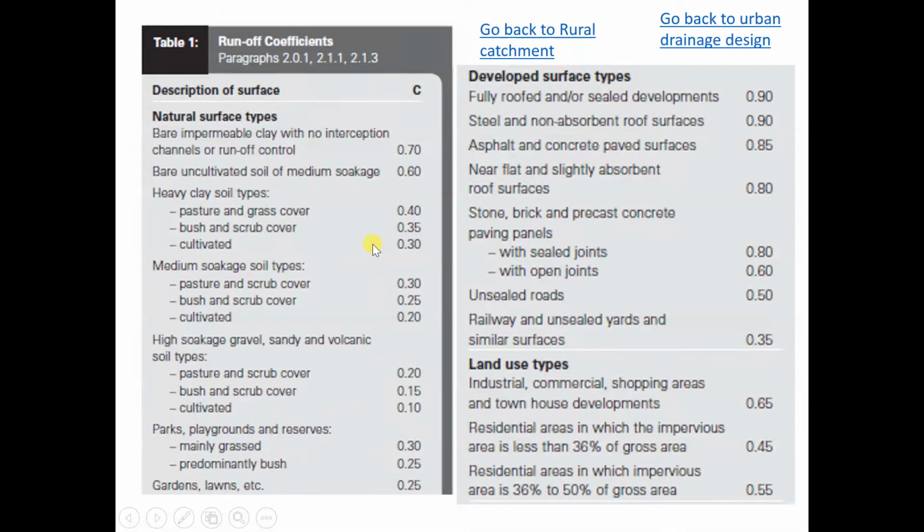So when you go higher, you go to 0.7, and then we have 0.9. These are developed areas, when the area is fully roof, steel, non-absorbent roof surface, asphalt and concrete paved surface, all the fully built area, the sealed surface, and the C becomes very big. That means that like in this case, 90% of the flow will be surface flow, and 10% will go underground. So the runoff coefficient will usually be between 0.1 and 0.9.